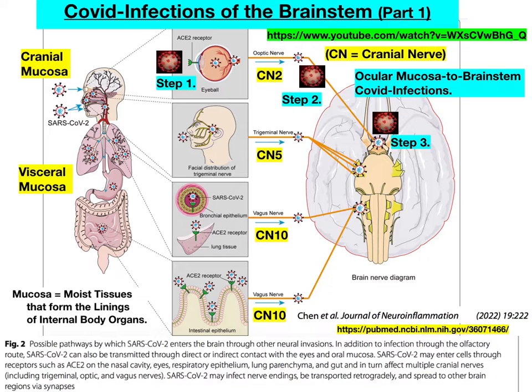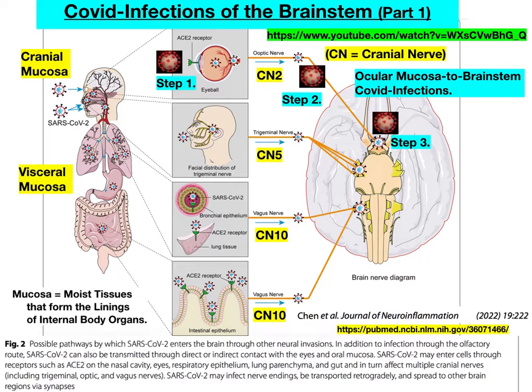The key concept illustrated in this figure is that COVID infections can spread from mucosal tissues, step 1, into cranial nerves, step 2, and from cranial nerves into the brainstem, step 3. In this YouTube, we will concentrate our discussion on ocular mucosa, mucosa of the eyes, and how a COVID eye infection can spread to the brainstem through one or several cranial nerves.